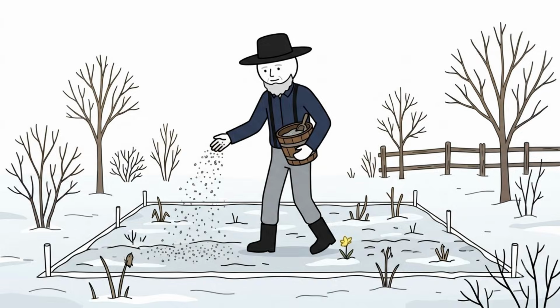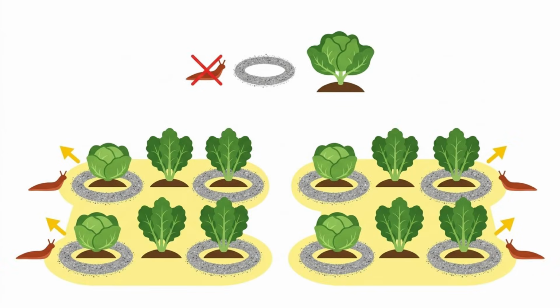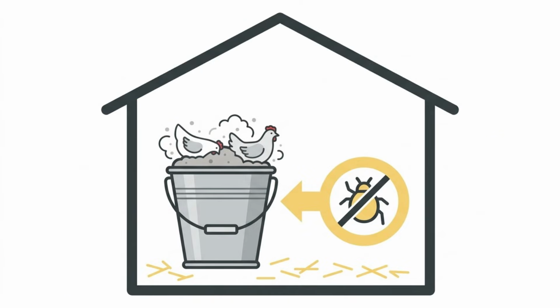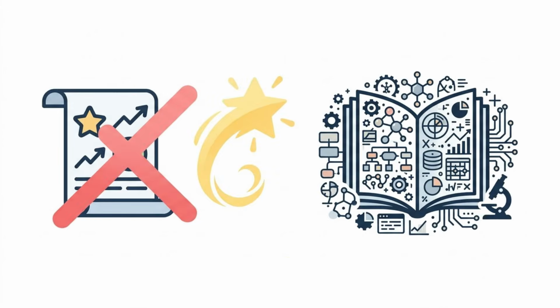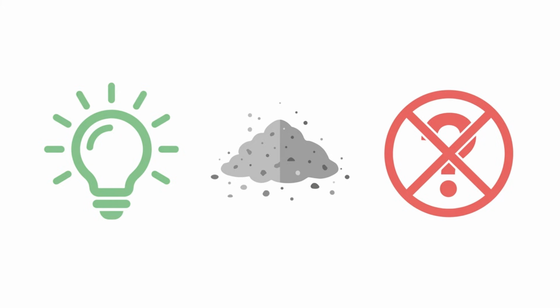My grandfather spread it on the garden in late winter before the ground thawed, worked it into the compost pile to offset the acidity of the leaves and the kitchen scraps, used it to treat slugs around the base of the brassica plants, and kept a bucket of it in the chicken house where the hens used it for dust bathing, which controls parasites. He was not applying ash because someone told him it was a good idea in general. He was applying it to specific problems in specific locations because he understood what the ash was and what those problems needed. That understanding is what I want to give you, because ash used without understanding can harm the garden as effectively as it can help it.